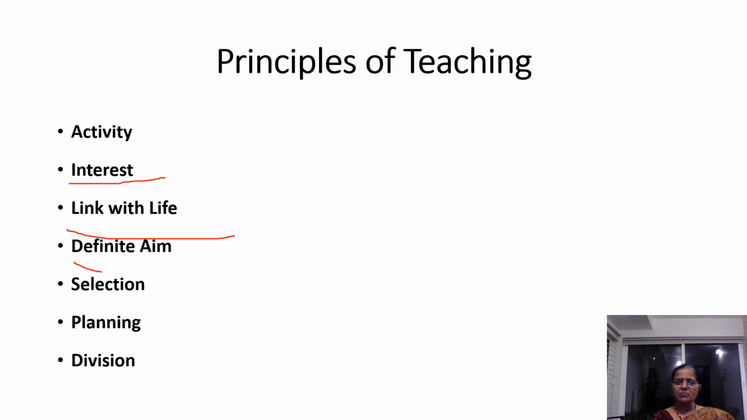And your teaching should have a definite aim. As I told you, aim is a very comprehensive term. It includes all the objectives, the general objectives and the specific objectives. And what is the main aim of teaching? It should be the development of the overall personality, the total personality, the all-round development. And selection: the teacher should use the principle of selection. What selection should she make? Selection of the content, selection of the methods, selection of the time, selection of the teaching aids, and selection of the method of evaluation. So many selections are involved while teaching.